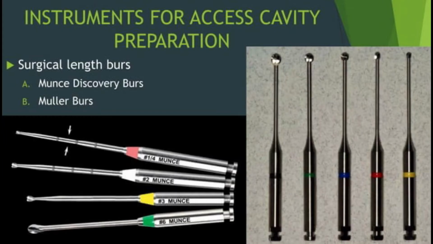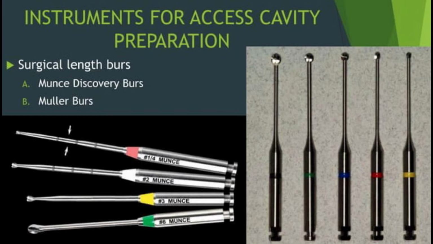Other burs that can be used are the Molar burs and the Munce discovery burs. The Molar burs are long shaft, round, carbide tipped burs that are used with the low speed handpiece. They are used for locating calcified canals because their long shaft is useful for working deep in the radicular portion.